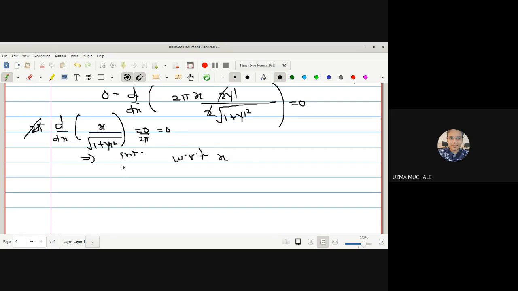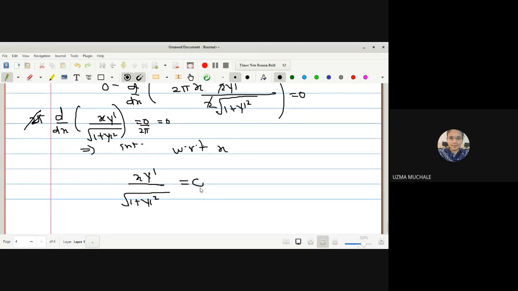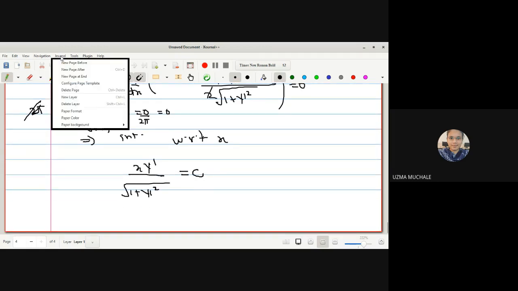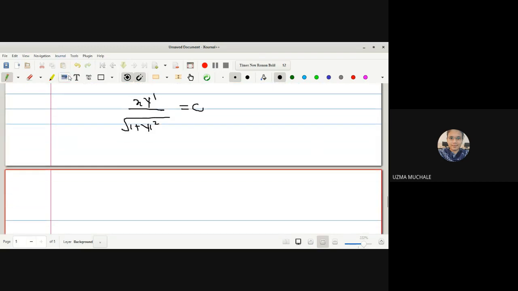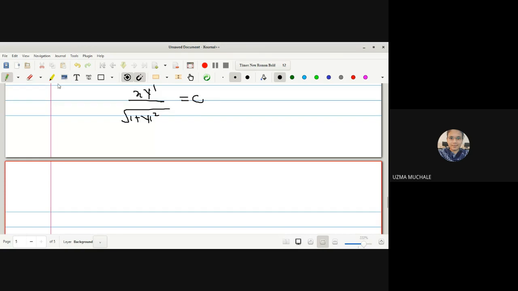Now integrating the above equation with respect to x, we get x y dash divided by under root of 1 plus y dash square is equal to some constant c. Okay. Now again you have to write down the same: x y dash is equal to c into under root of 1 plus y dash square.